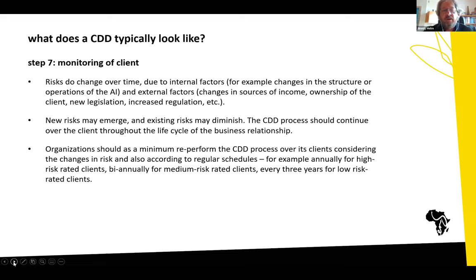Finally, step seven is the monitoring of the client, the ongoing monitoring of the client. And with the ongoing monitoring of the client, this is pretty much spelt out again as a requirement within the FICA Act. The Act refers to ongoing due diligence. And you'll see the provisions in Sections 21C and 21D of the Act. And this is to address the following issues: changing of risks due to internal factors, for instance, changes in the structure and operations of the accountable institution; external factors, which then relate to the client as well, changes in sources of income, ownership of the client if it's a legal entity, new legislation, increased regulation, etc. New risks may emerge, existing risks may diminish as well. So the due diligence process must continue over the client throughout the life cycle of the business relationship.